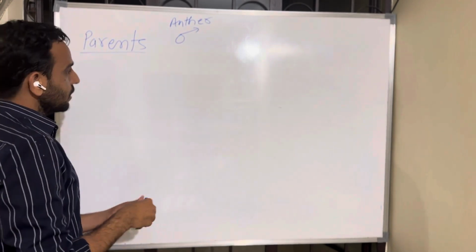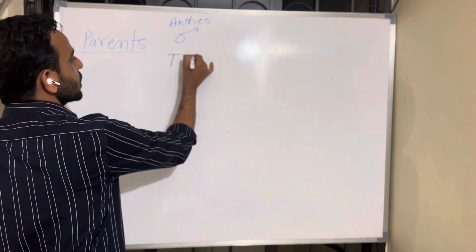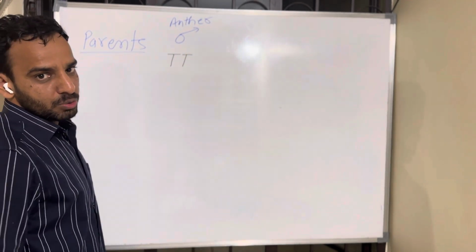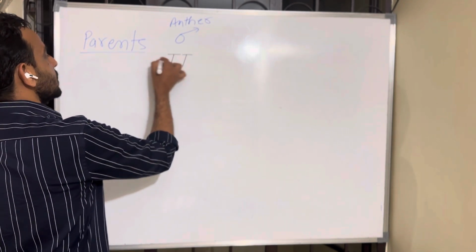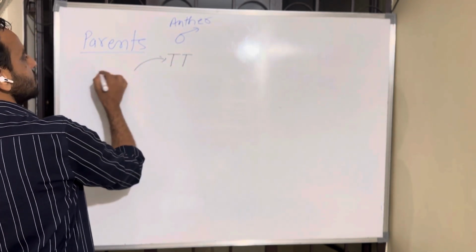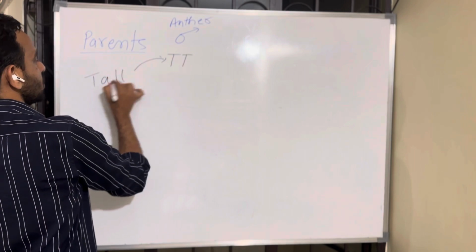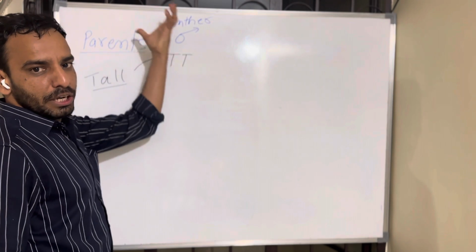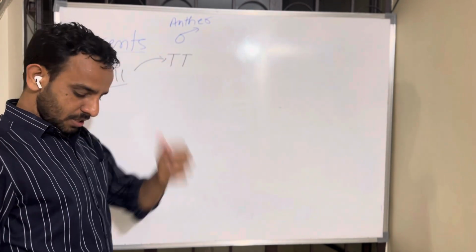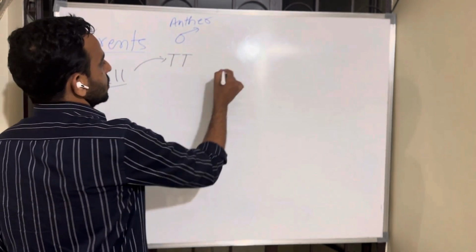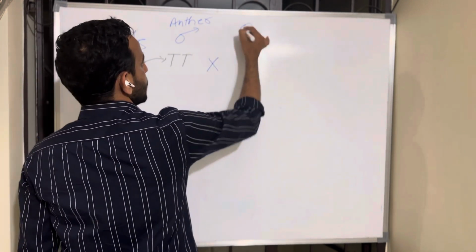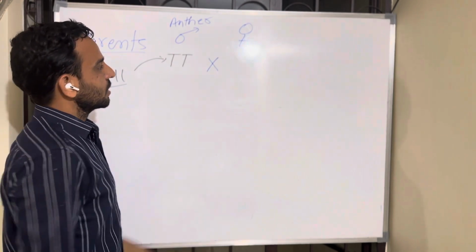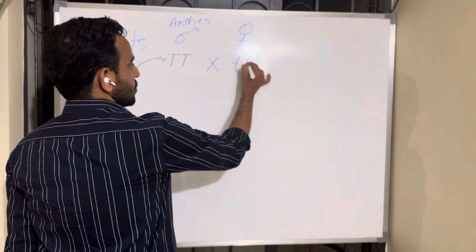Let's say this plant is homozygous tall, because both the alleles, or Mendel never used the word allele, these are factors. This one is homozygous tall. The pollen grains, which will contain male gametes, are of capital T type. This is crossed with the female, that means the embryo sac in the ovary. The egg is of small t type.